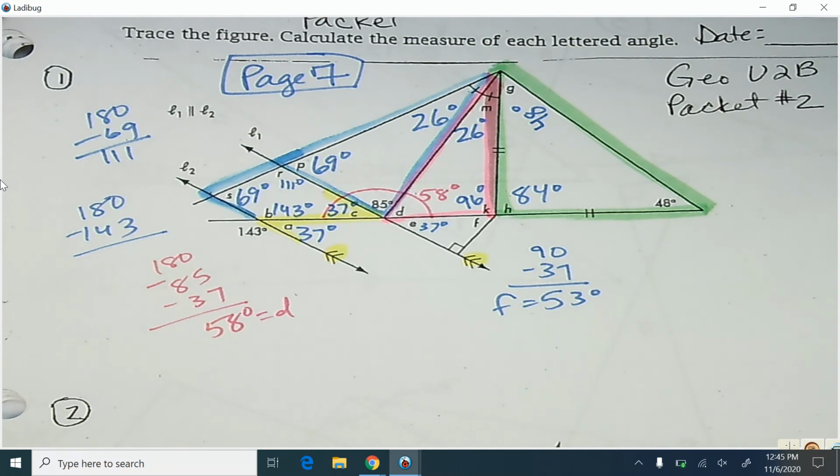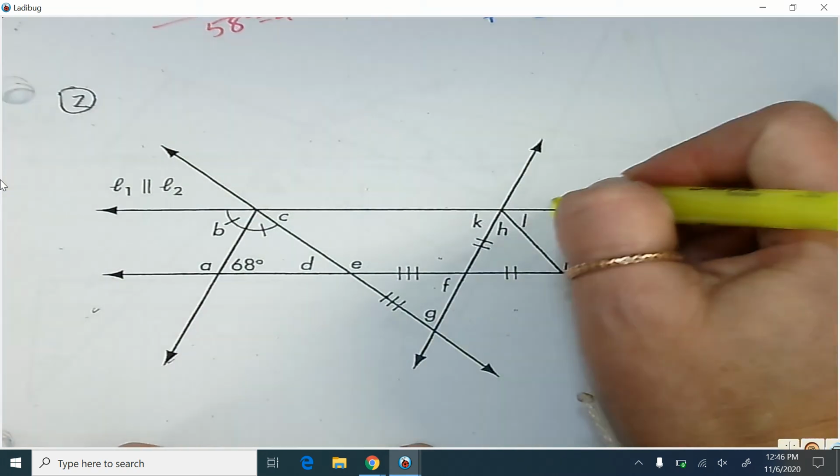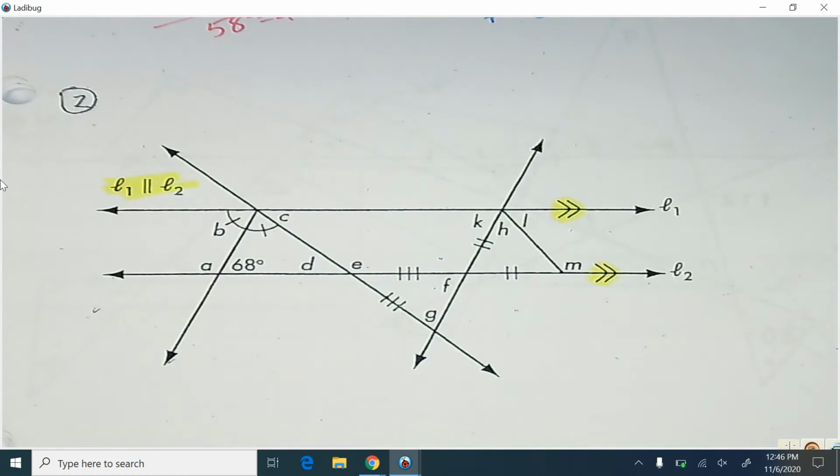All right, let's move on down to number two on page 7. This one I think is maybe a little bit easier than the top problem. So if you look here, you have parallel lines. They're marked way down over here to the right. And they also tell you that they're parallel. And that's really important because then you can get your alternate interior angles, consecutive interior angles, supplementary, stuff like that.